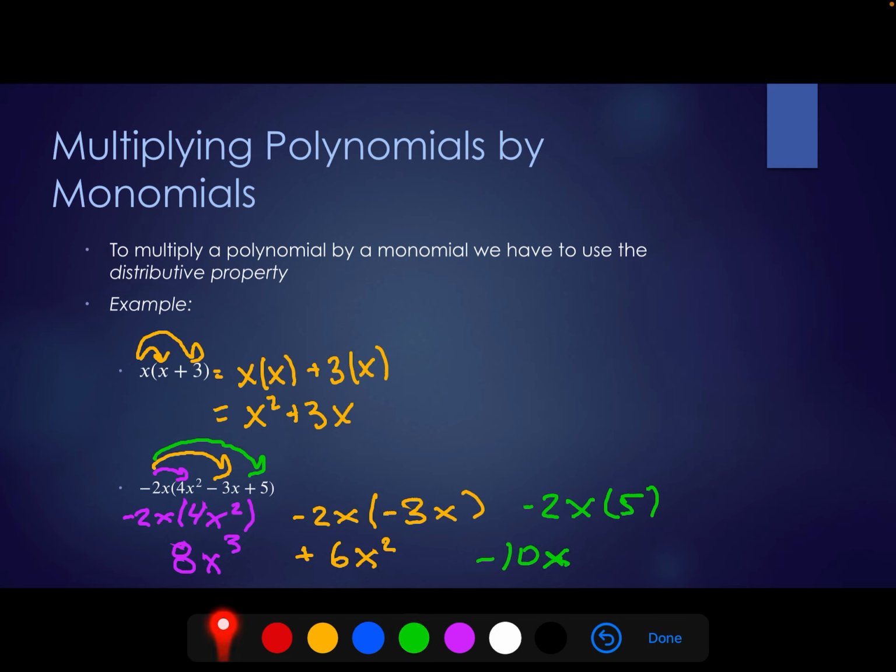And now all we have to do is basically combine these into one trinomial, and that would give us 8x cubed plus 6x squared minus 10x. And there we go.